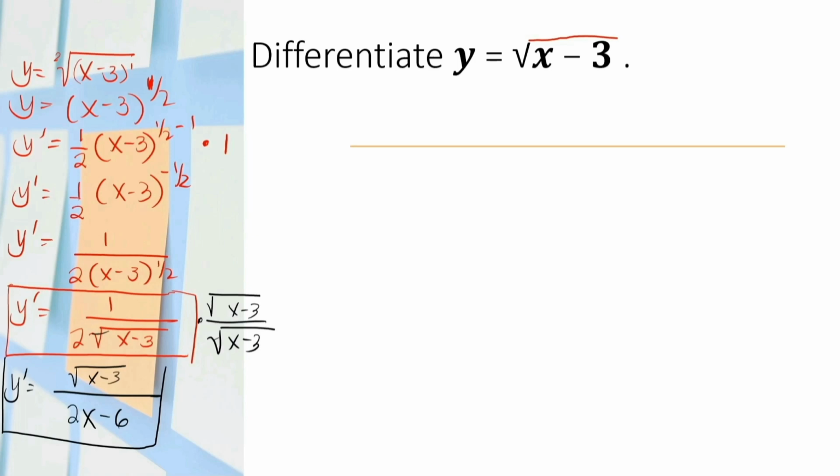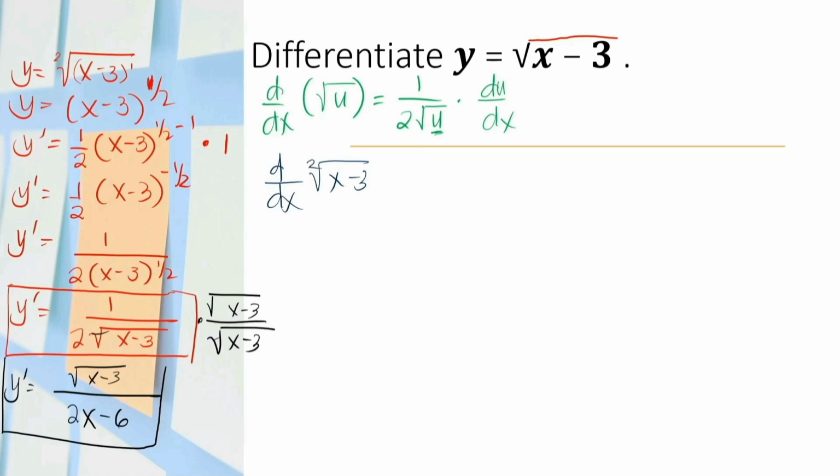So let's try the formula, the shorter method, which is the derivative of square root of u. That is 1 over 2 square root of u, multiplied by the derivative of u. So let's try that. Our given is square root of x minus 3. So 1 over 2 square root of x minus 3 times the derivative of the inner function, the one inside the square root, which is 1. So still the same, no? It's the same result we got here: 1 over 2 square root of x minus 3. And then you can rationalize it, and we get the same result here.